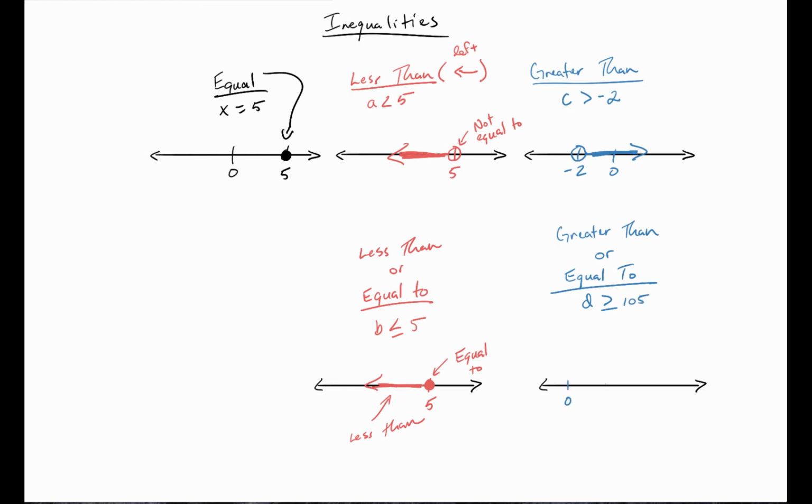Okay. Lastly, d is greater than or equal to 105. We're going to put that closed circle at 105 since it can be equal to 105. And then since it's greater than, we go to the right.